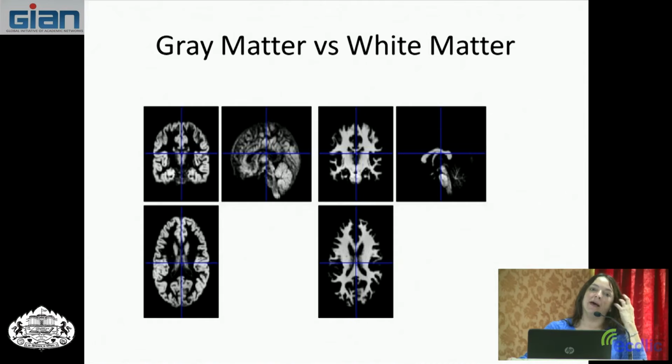So this white matter allows cells to communicate quickly, and this is a lot of what we see when we look at the brain in images. You can see on the left is the gray, on the right is the white matter.